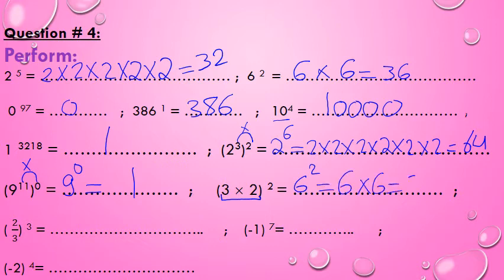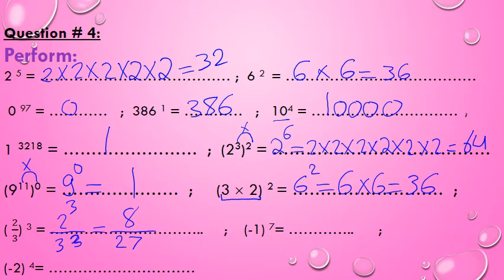6 times 6 is equal to 36. Now, Hassan, 2 over 3, all of it cubed. How can we write this? 2 cubed over 3 cubed, which equals 8 over 27, because 2 cubed is 8 and 3 cubed is 27.